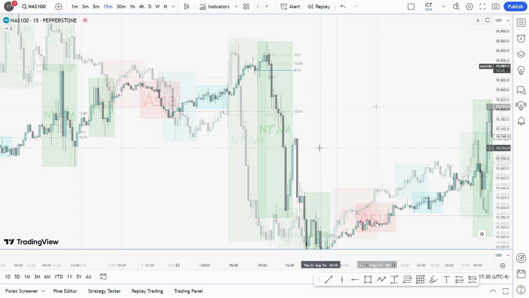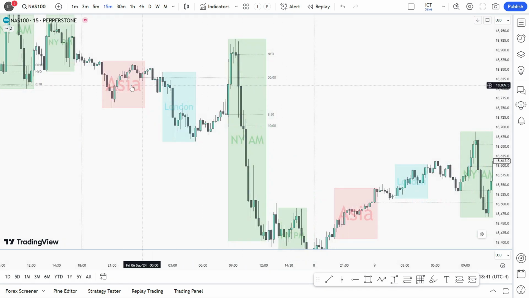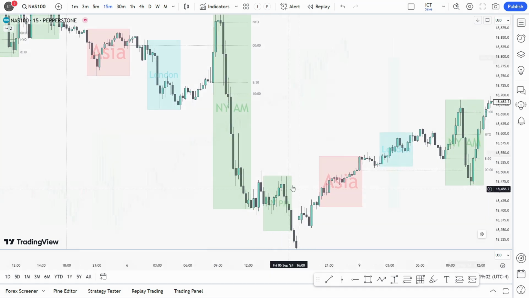Going on to the next example, we had Asia consolidation, London made some sort of move to the downside, and then we had protraction right at the New York session, and then the 9:30 had a reversal, and then expansion at 10 a.m. followed by the PM session.